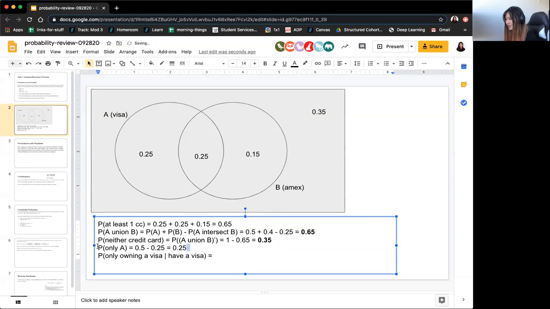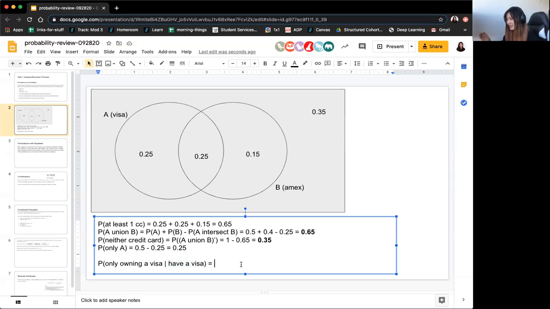So that is kind of similar to only A, but in this case, we're only considering it out of the subset of people that have a Visa. And we'll get into more conditional probability in, I think, a few questions from here. But I just wanted to note that in conditional probability, I like to think of it as segmenting your sample space. In this case, for the probability of only A, our sample space was the entire population of people sampled. But here, our sample space is only the people who have a Visa.